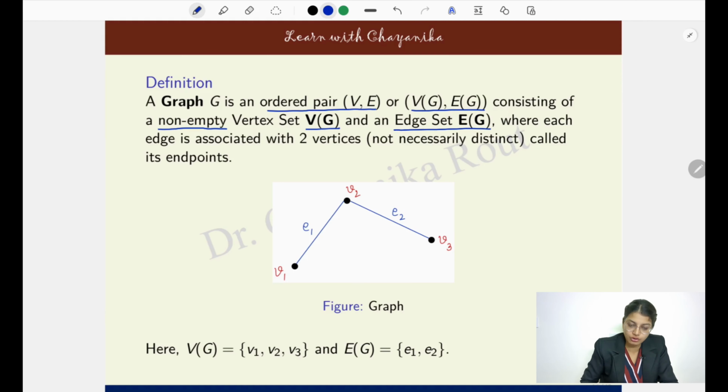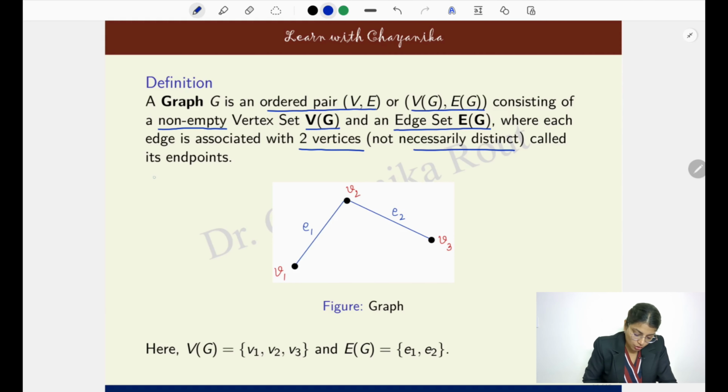Whereas for the edge set we have not used any such term as non-empty, because it is possible to draw a graph without an edge, but it is not possible to have a graph without a vertex. That's the reason this key point is mentioned as non-empty only for the vertex set, where each edge is associated with two vertices, not necessarily distinct. This is the case when you have an edge starting and terminating at the same vertex. That is why this point has to be mentioned in the definition.